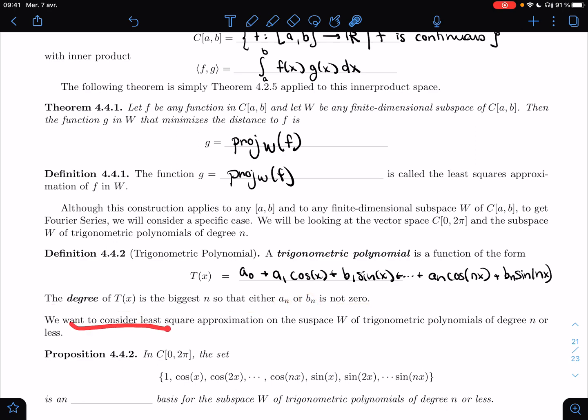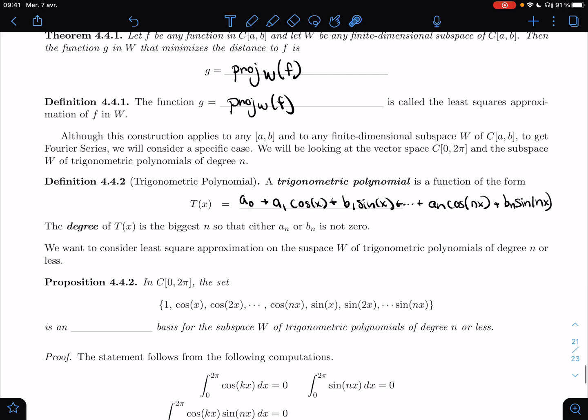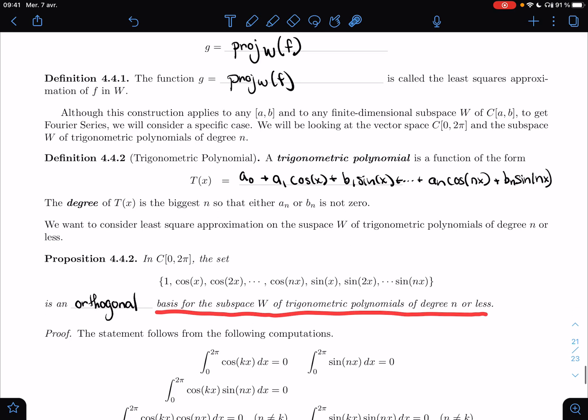We want to consider least square approximation on this subspace of trigonometric polynomials of degree n or less. For that we need an orthogonal basis. It turns out we already have one. Proposition 4.4.2: in C[0,2π], the set 1, cos x, cos 2x, ..., cos nx, sin x, sin 2x, ..., sin nx is an orthogonal basis for the subspace W of trigonometric polynomials of degree n or less. That's part of the reason we don't use powers, and we use cos nx instead.